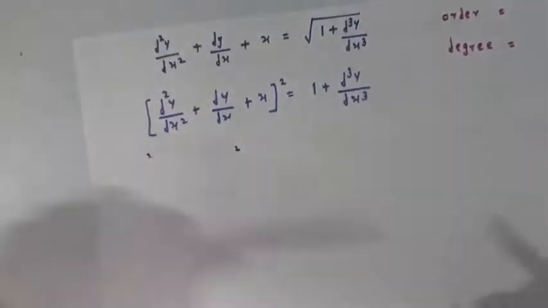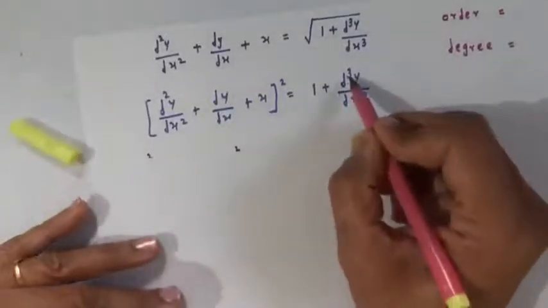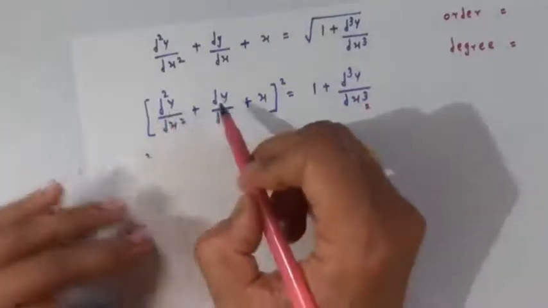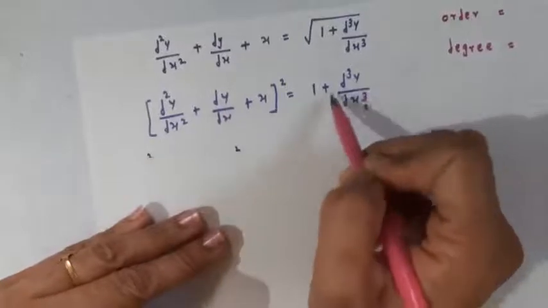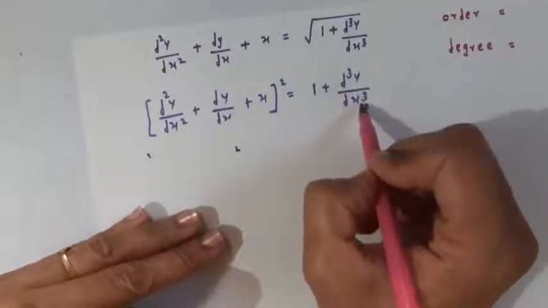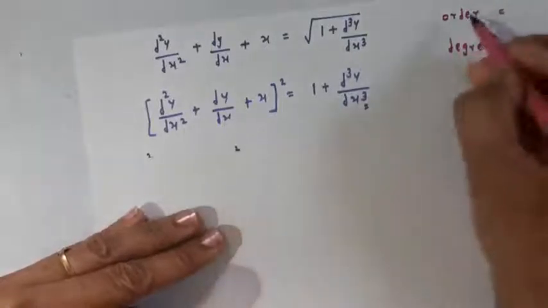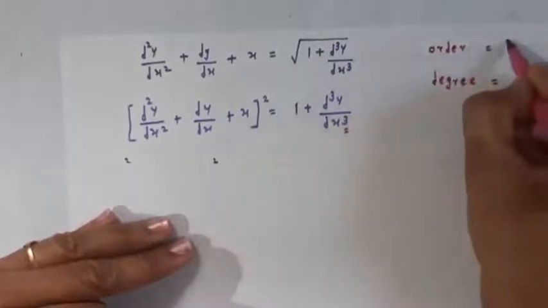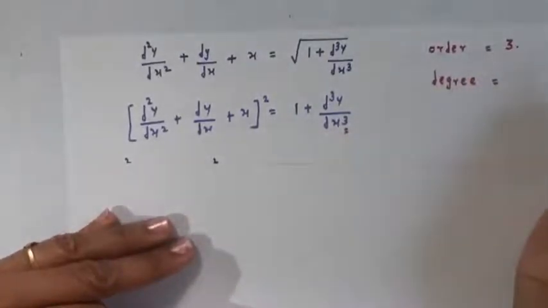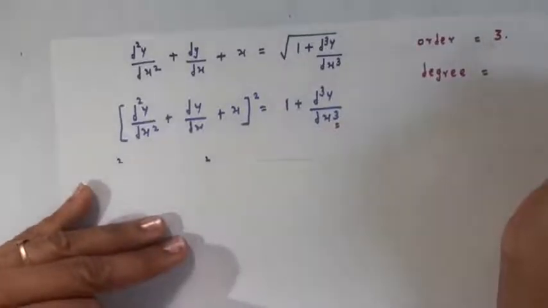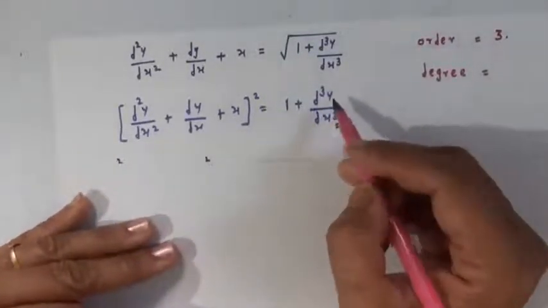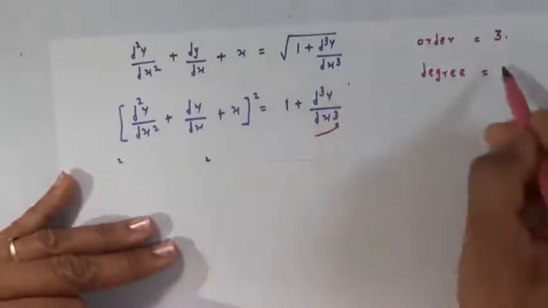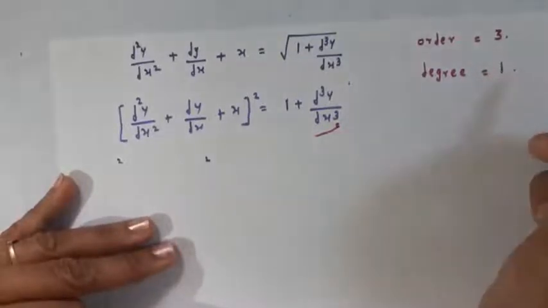Now let us find out its order and degree. In this differential equation, d raised to 3y upon dx cube is third order, this is second order, and this is first order. Which is the highest order? d raised to 3y upon dx cube is the highest order, and therefore the order of the differential equation is 3. Now let us find out its degree. Degree means the power of the highest order derivative. The power of the highest order is 1, and therefore the degree of the differential equation is 1.